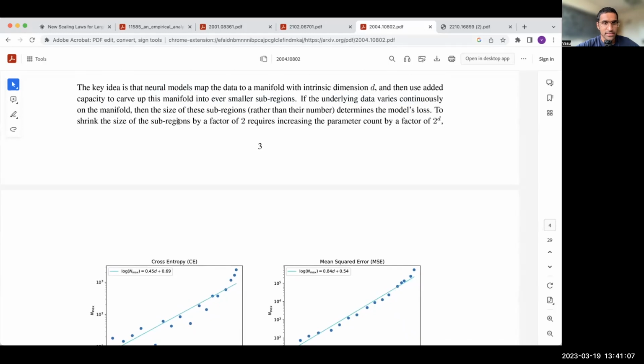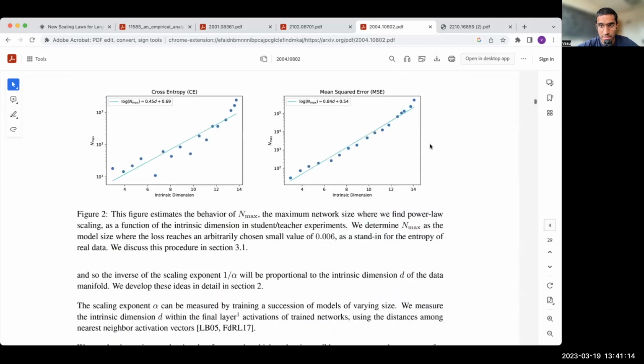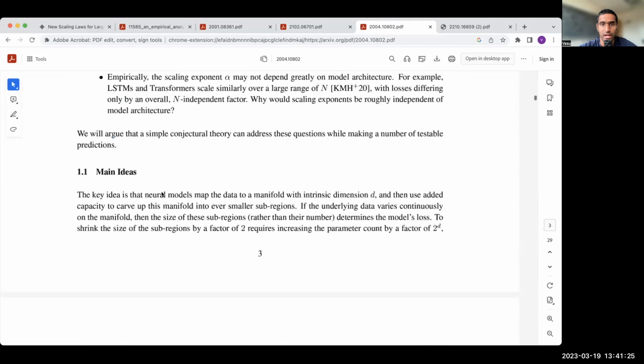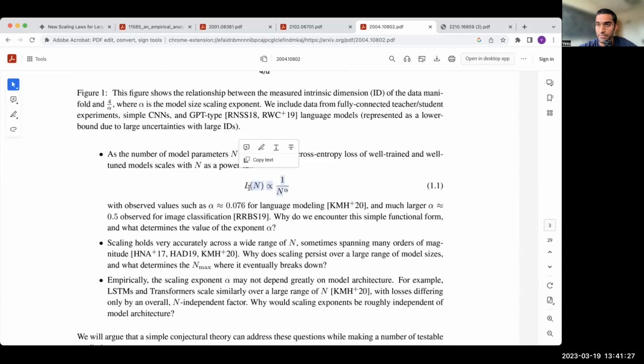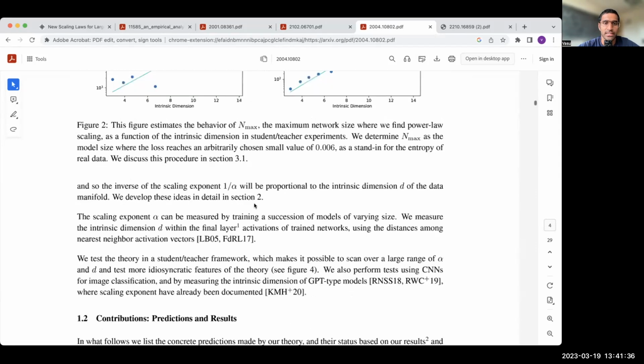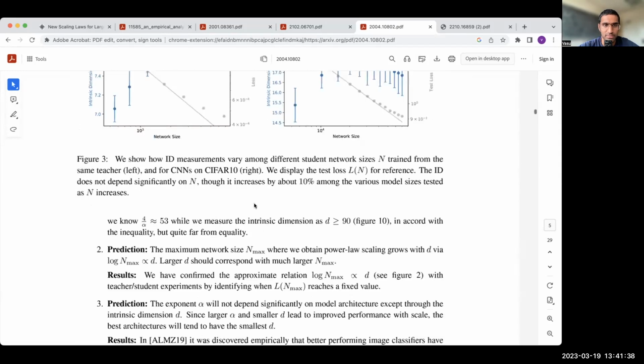To shrink the size of the subregions by a factor of 2 requires increasing the number of parameters by a factor of 2 to the power d, where d is the intrinsic dimension. So the inverse of the scaling exponent, 1 over alpha, will be proportional to the intrinsic dimension d of the data manifold. Remember, alpha is basically the scaling exponent appearing here when we have, say, an infinite amount of data and a fixed number of parameters. So this was the intuition behind the analysis they perform here.